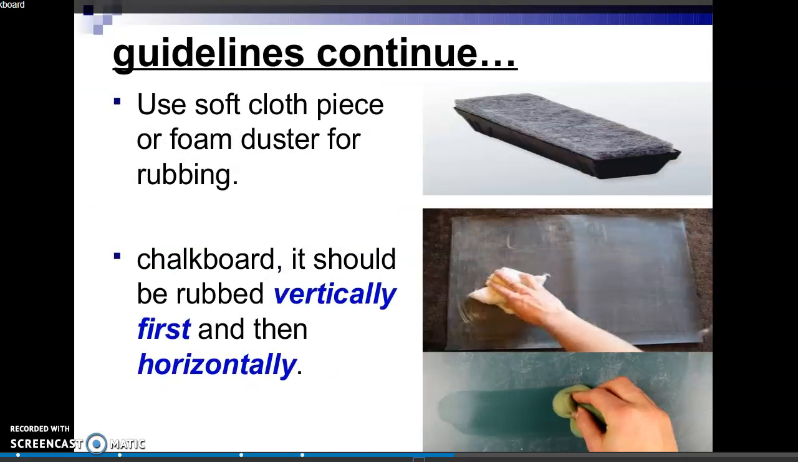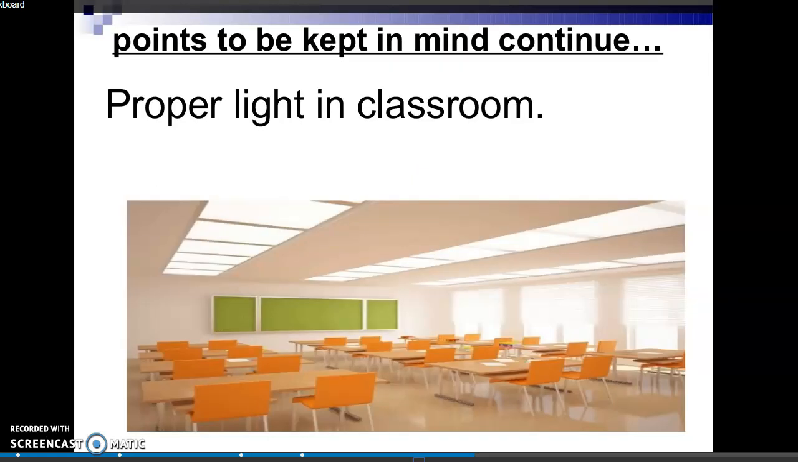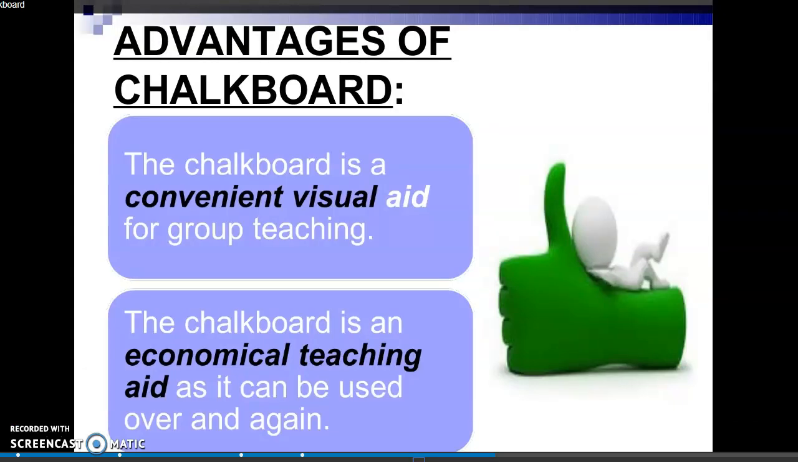Use a soft cloth piece or foam duster for rubbing, and the chalkboard should be rubbed vertically first and then horizontally. That's the techniques for using the blackboard in the classroom. And while you are using the blackboard, of course, the teacher should pay attention to the light in the classroom.